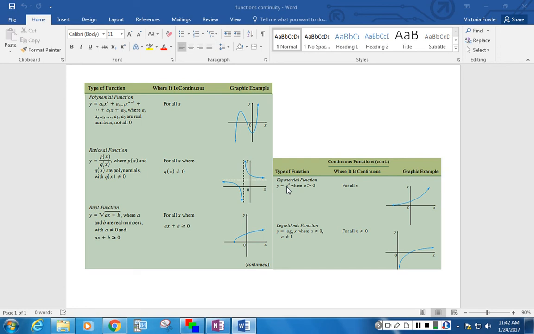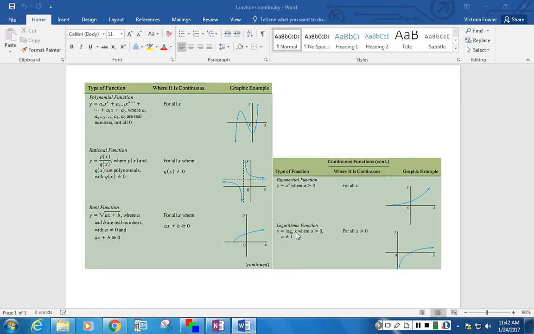I could have 2 to the 0. I could have 2 to the positive 100. So our domain is all real numbers. We're going to be continuous everywhere. When you look at the logarithmic function, you cannot evaluate a log with a negative argument, or that is where the x is.